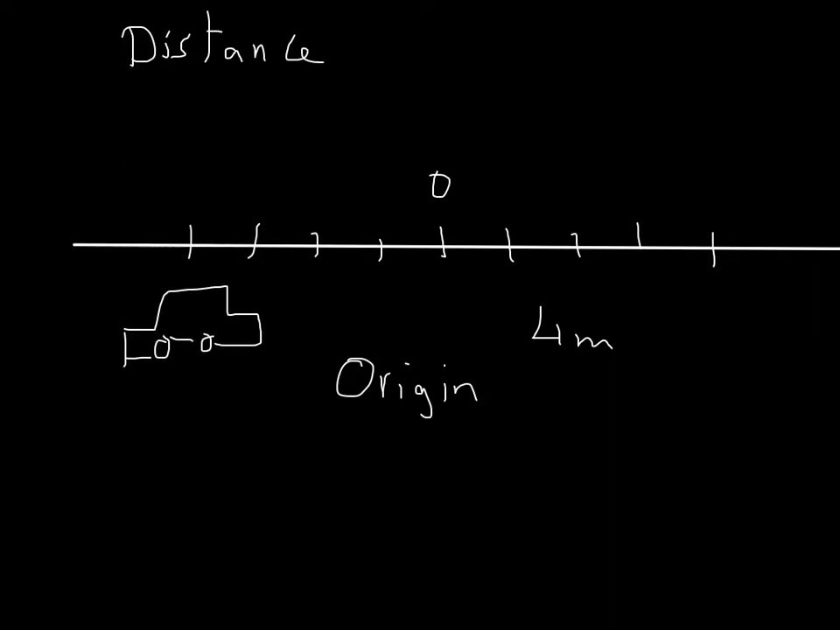Displacement tells us the difference between the last point we reached and the first point we were at, and it can be both positive and negative. And whether it's positive or negative is going to tell us whether we're moving to the right or to the left. So let me just write that down.